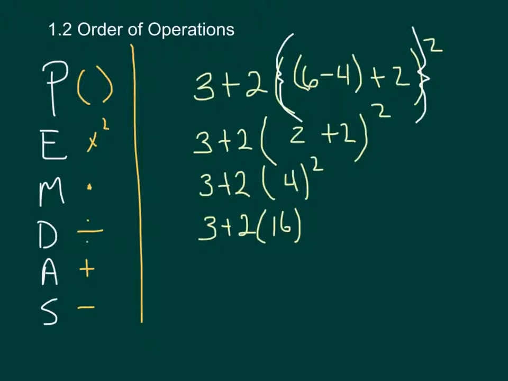Alright, so now I'm here. No more operations inside parentheses. No more exponents. Multiplication. Right there, 2 times 16. So, bring down the 3 plus 2 times 16 is 32. And no more parentheses, no more exponents, no multiply, no divide. Addition. Boom. 3 plus 32, 35. There's my simplest answer.